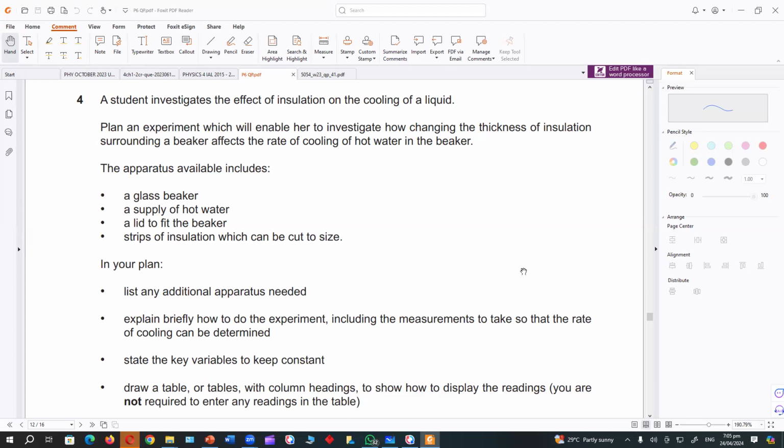A student investigates the effect of insulation on the cooling of a liquid. Plan an experiment which will enable her to investigate how changing the thickness of insulation surrounding a beaker affects the rate of cooling of hot water in a beaker.